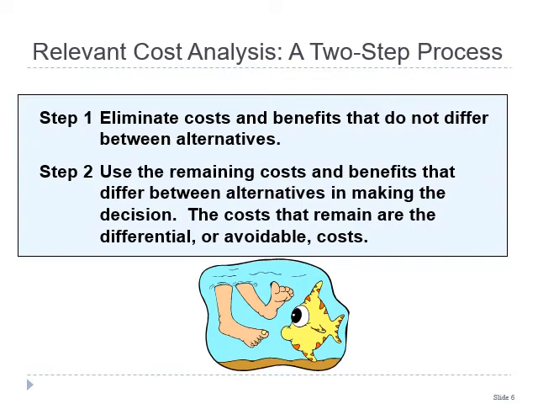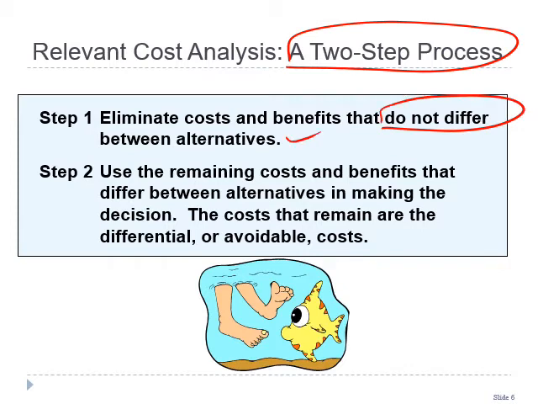Now how are we going to identify the relevant cost? So we have relevant cost analysis, a two-step process. The first step is to eliminate costs and benefits that do not differ between the alternatives. It means you segregate the alternatives and find out those benefits that do not differ, which means those that are not the same. So you identify those costs and benefits, and then step 2.